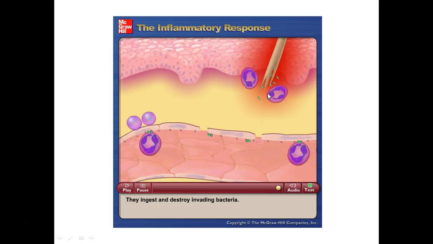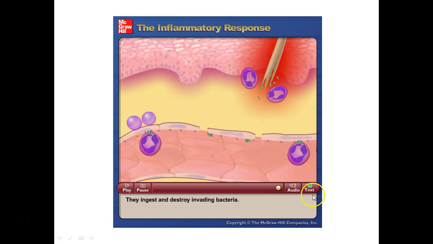The fluid contributes to the expansion that happens in that area that puts pressure on the pain receptors, so that's also why you'll feel pain sometimes. And then additionally, sometimes you'll have loss of function because it impedes movement.